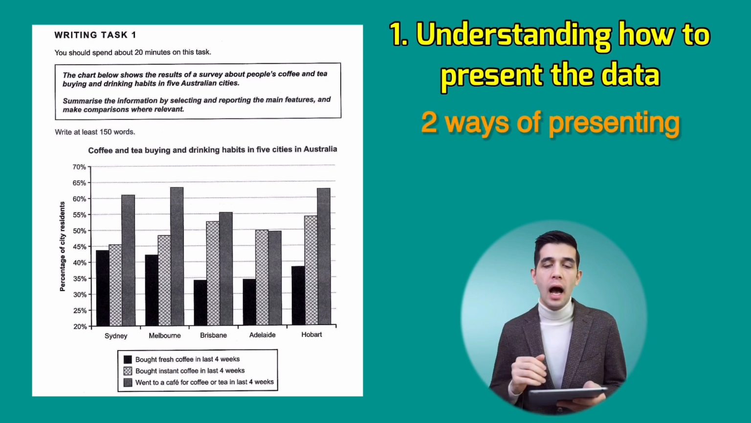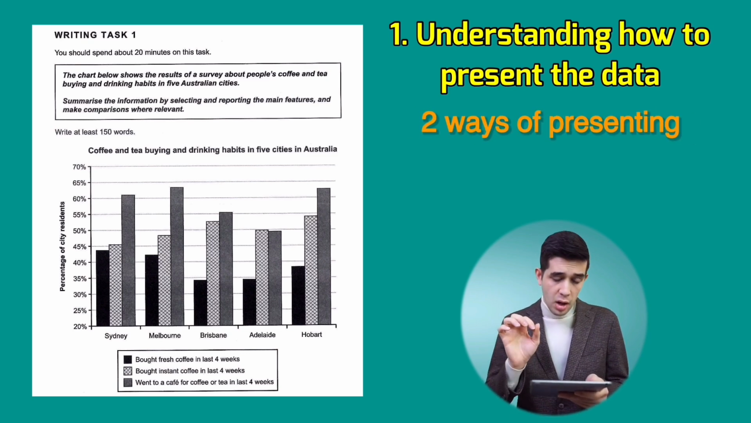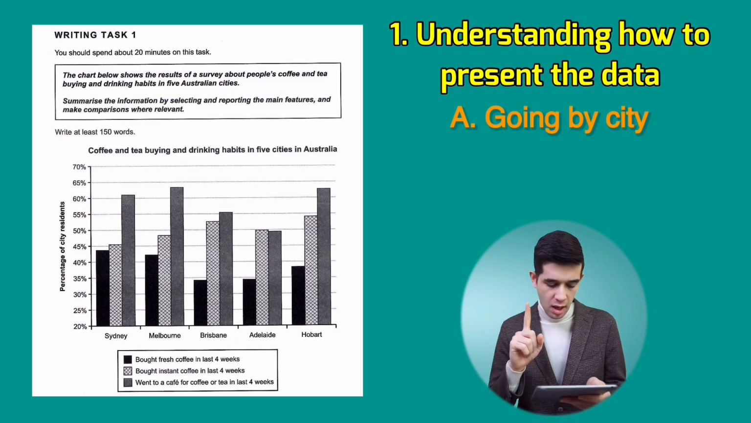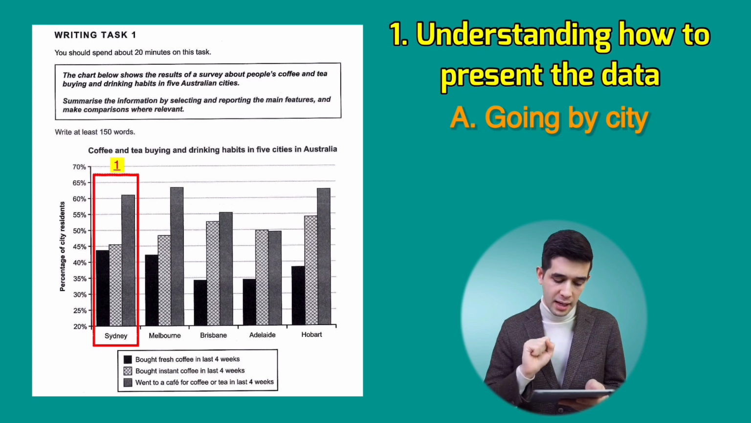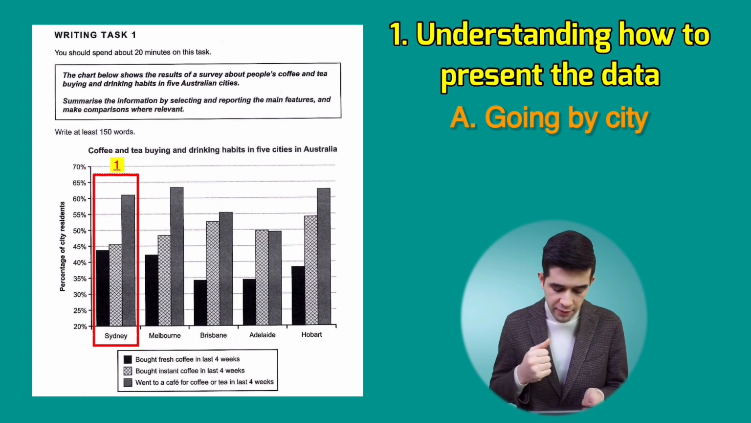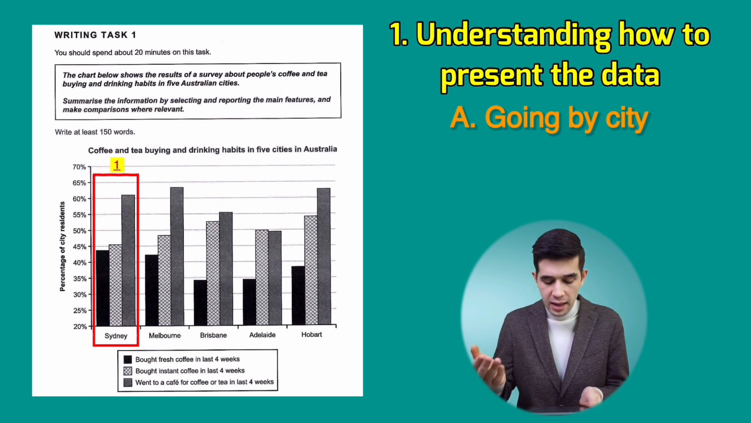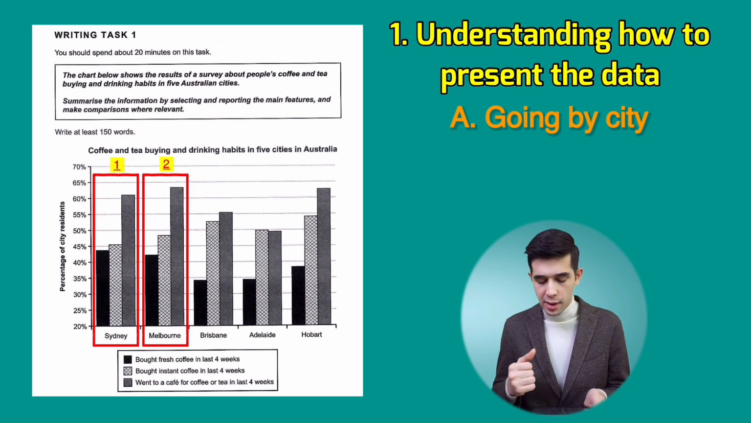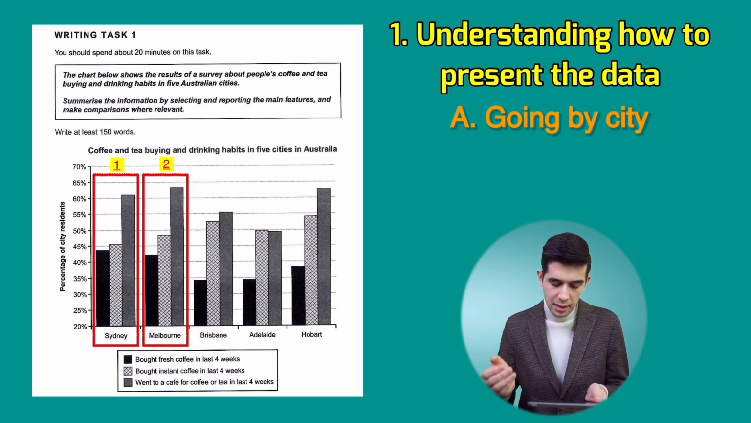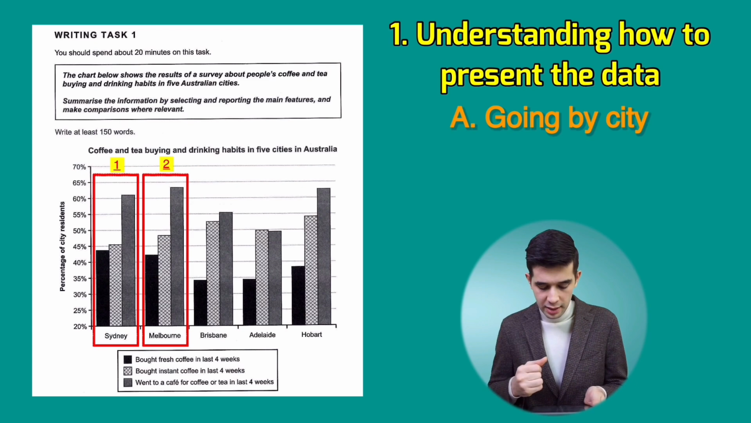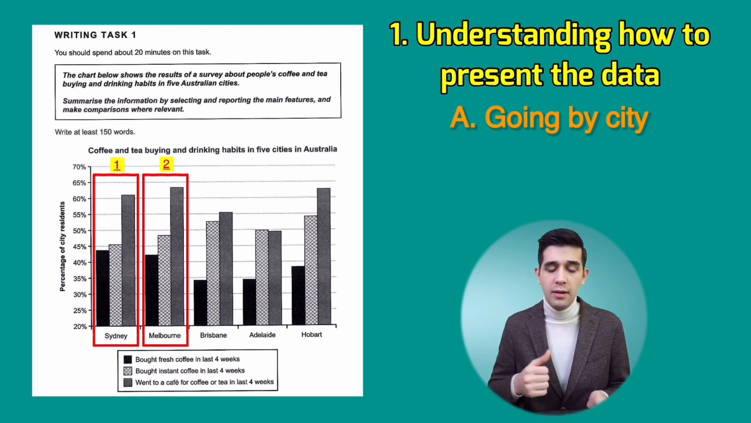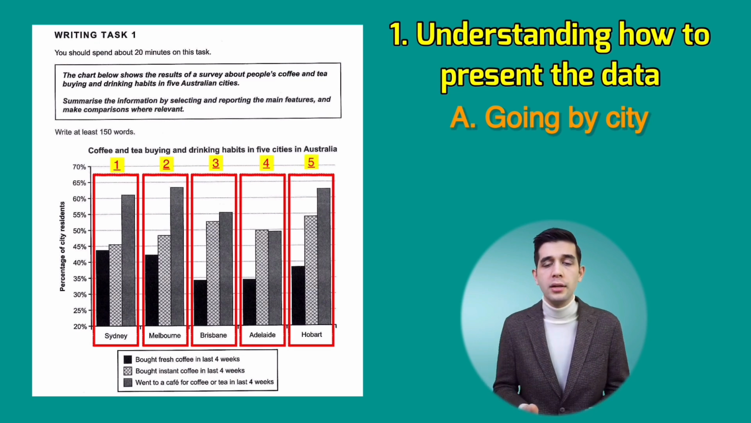There are 2 main ways of presenting the data. The first way is to go by city, which means I will talk about Sydney in one paragraph, saying what was the percentage of those who bought fresh coffee, those who bought instant coffee, and those who went to a cafe. Then I will move to Melbourne. In another paragraph, I will talk about those who bought fresh coffee, those who bought instant coffee, those who went to cafe in Melbourne. Then I will do the same thing for Brisbane, Adelaide, Hobart.